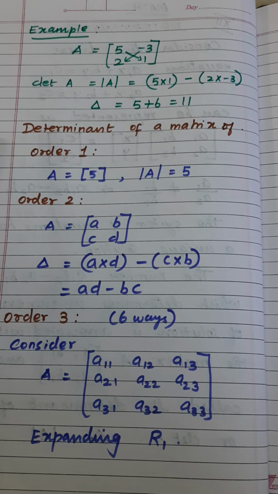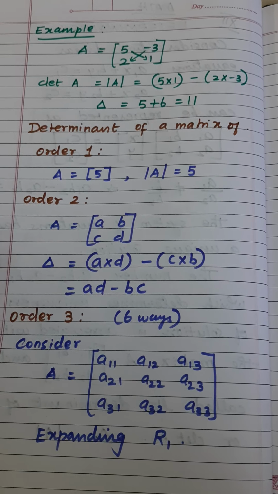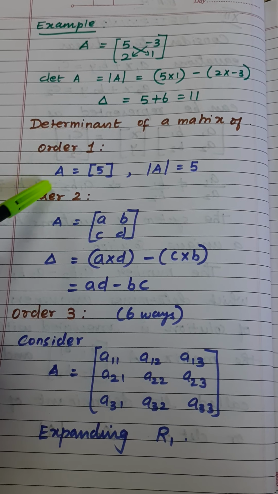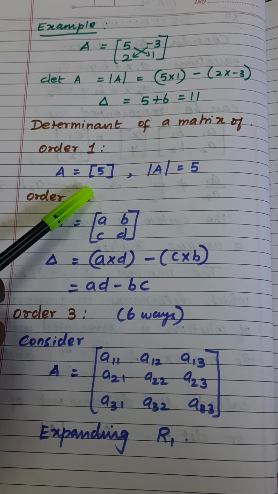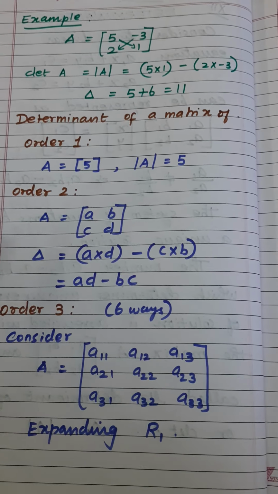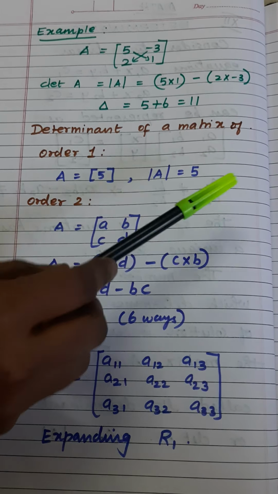Now we are going to find the determinant of a matrix of order 1, order 2, and order 3. We can find the determinant only for a square matrix. So now we will take order 1. A is equal to 5. It is a 1 cross 1 matrix, order is 1 cross 1. So determinant A is 5. This is the number associated with the given matrix. So the element itself is the determinant value.